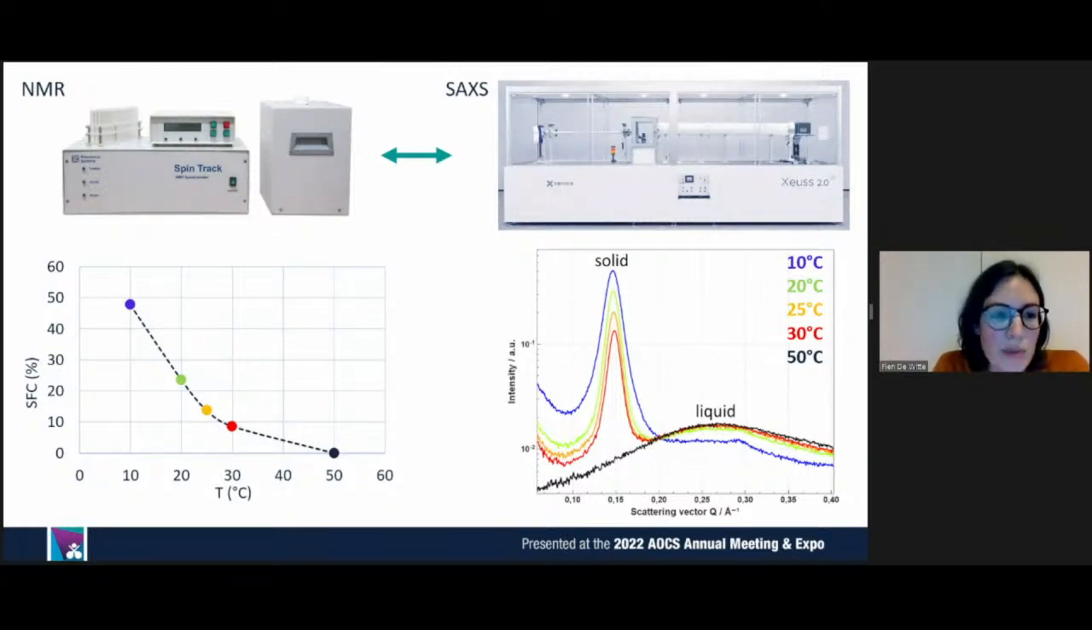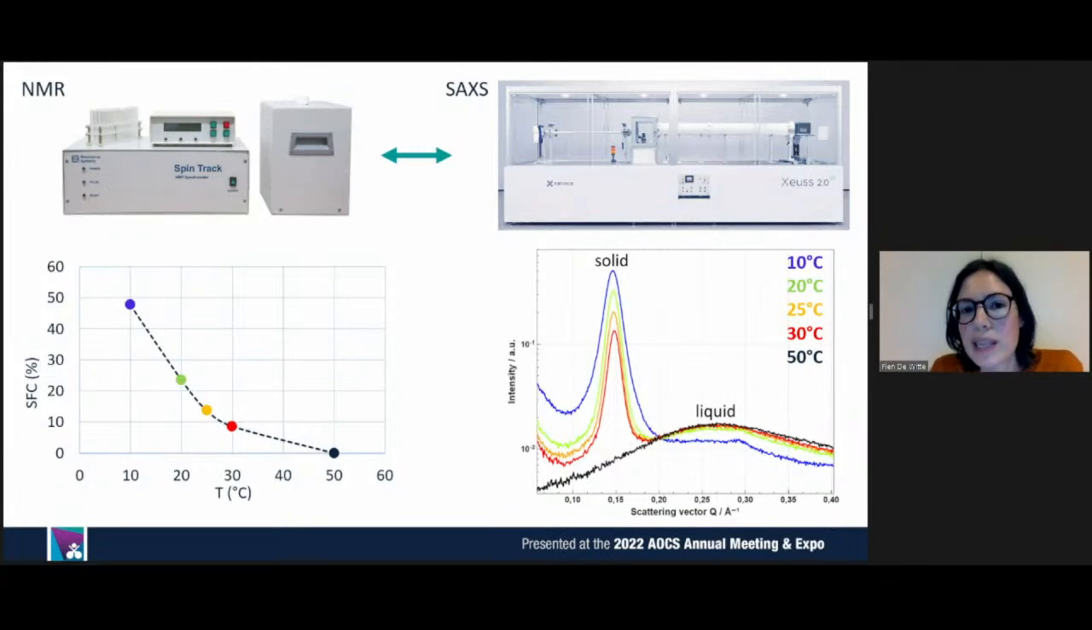The result of an NMR looks like a solid fat content curve as a function of the temperature, as displayed below. At a low temperature, we have a high solid fat content, and when we increase the temperature, the solid fat content decreases. However, if we would like to measure the solid fat content of a suspension, we should make some adaptations to the NMR method, because of course our solid particles will also give a signal.